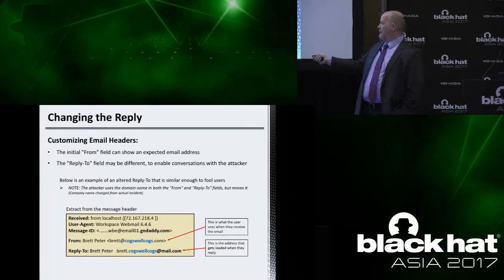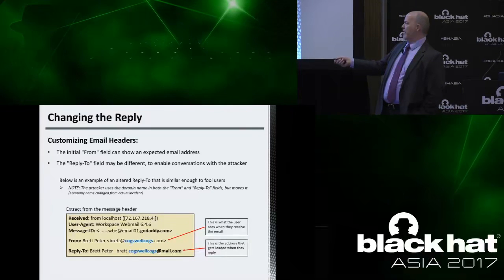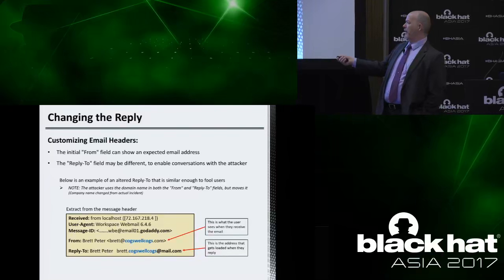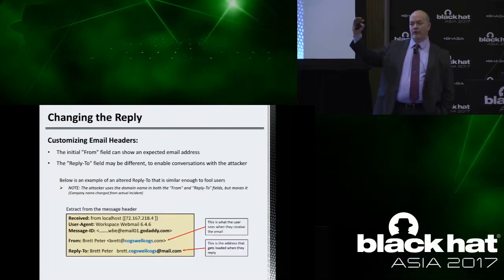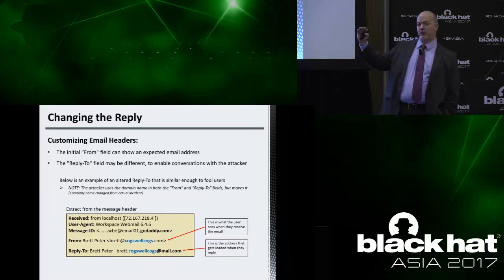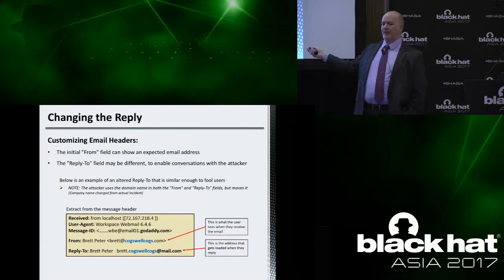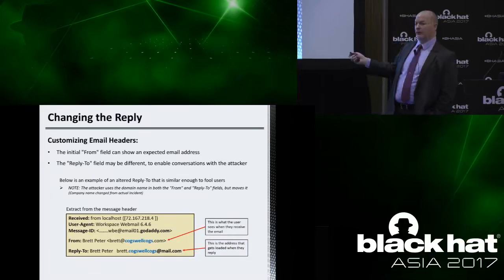So what they'll do is they'll change the naming convention. In this particular case, it's brett@cogswellcogs.com. They'll put brett.cogswellcogs@mail. So they're hoping that when someone hits reply, because it looked like a trusted sender in the original message, they don't pay close attention to who that reply went to.